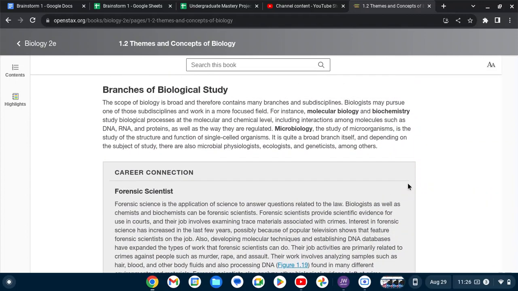Branches of biological study. The scope of biology is broad and therefore contains many branches and subdisciplines. Biologists may pursue one of those subdisciplines and work in a more focused field.